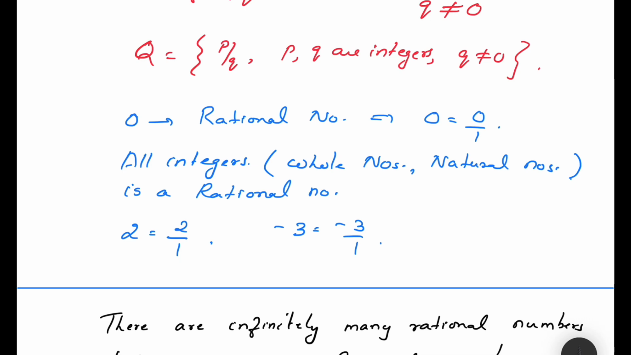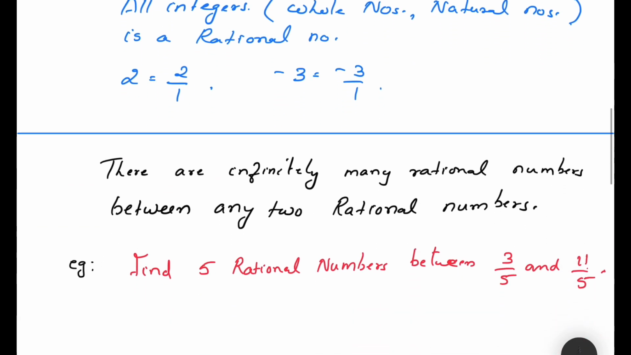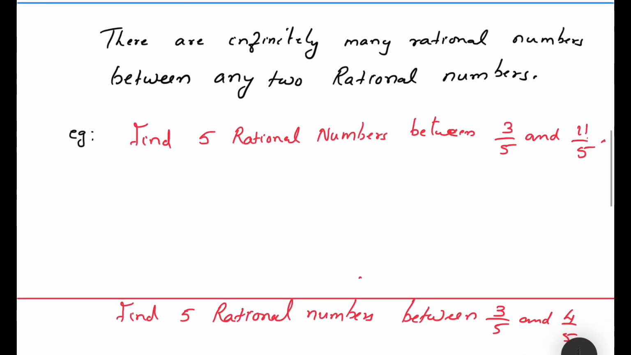0 is a rational number because 0 can be expressed as 0 by 1, and all integers, including whole numbers and natural numbers, are rational numbers because you can express any integer, like 2 as 2 by 1, minus 3 as minus 3 by 1. So you are able to express it in the form of P by Q, and Q is not equal to 0, therefore it is a rational number. This concept you have also learned in your previous class. There are infinitely many rational numbers between any two rational numbers. We will just do a few problems so that you remember those concepts too.